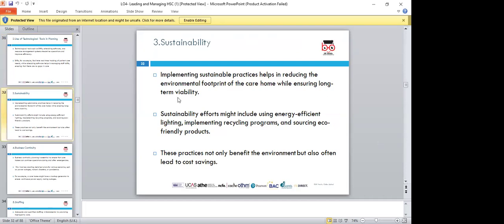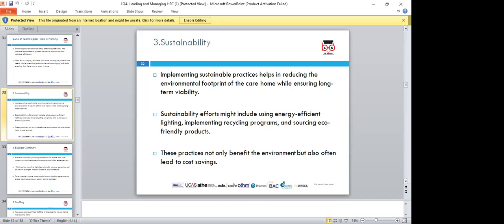Then we need to look into what we call sustainability. In sustainability, we are talking about a sustainable practice that helps in reducing the environmental footprint of care. Those sustainability efforts might include using energy efficient lighting, implementing recycling programs, and sourcing eco-friendly products. These practices not only benefit the environment, but also often lead to cost saving. Okay, they lead to cost saving.